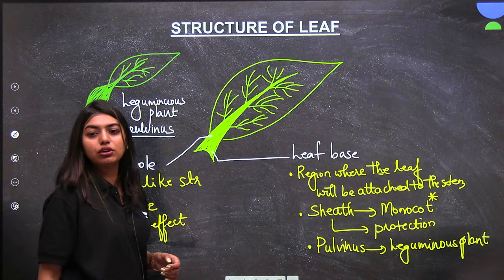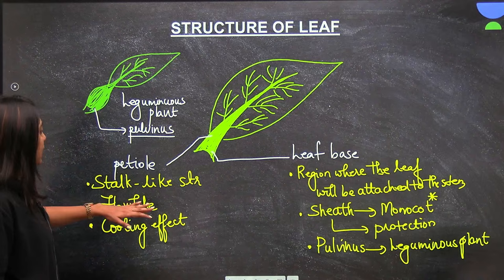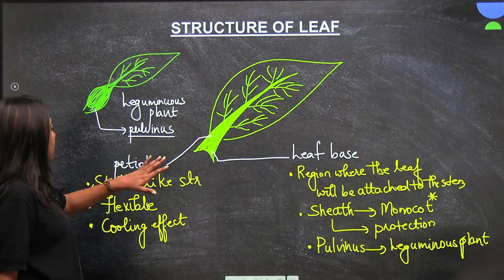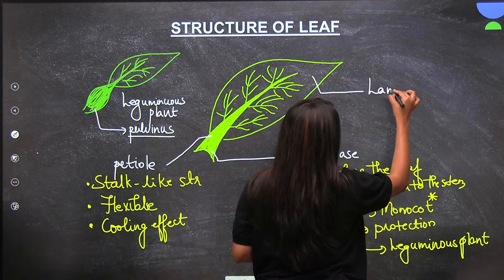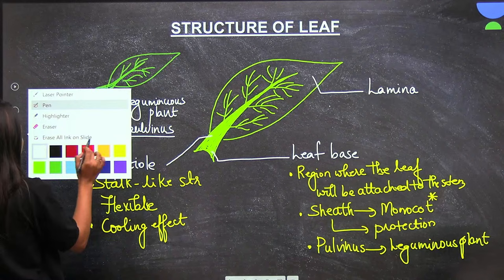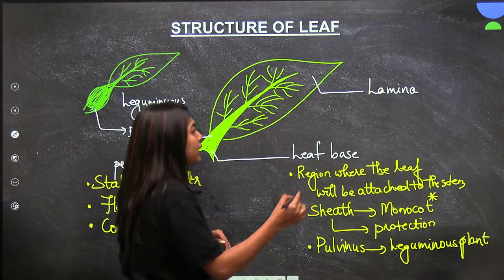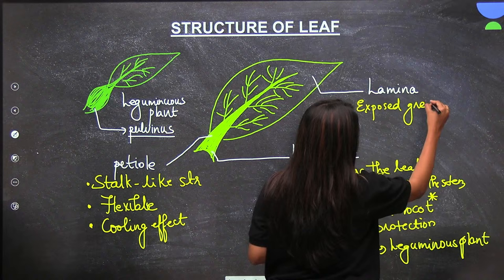Okay, now I will tell the mesopodium part later. Now, this portion which is exposed, the bigger portion, the green colored exposed portion, is called your lamina. That means this is the green exposed portion which helps for photosynthesis and everything else. Correct? Agreed, all of you? So it is the exposed green structure.